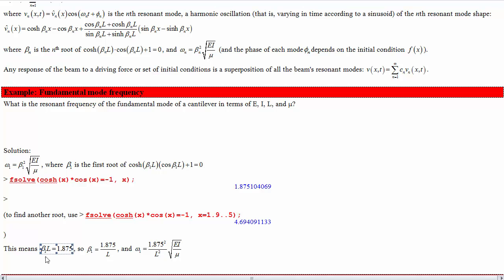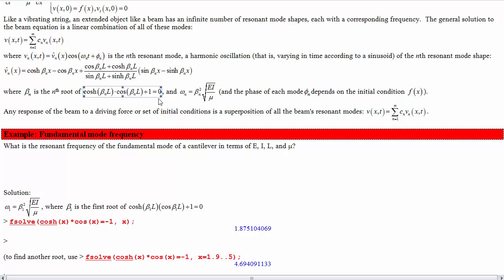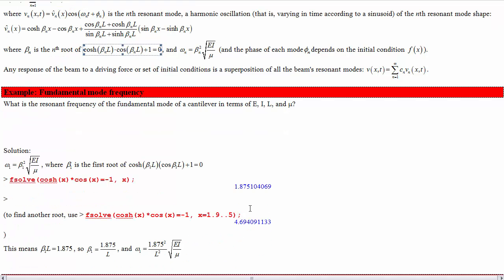Anyway, this tells us what beta 1 L is, because that was the solution to this. So then beta is equal to this value divided by L. So omega 1 is equal to that same value squared over L squared, root of EI over mu, because omega is equal to beta squared root EI over mu. And that's it. This tells us what the resonant frequency of the first harmonic mode would be if we knew the dimensions of the cantilever, its flexural rigidity, and its mass per unit length.